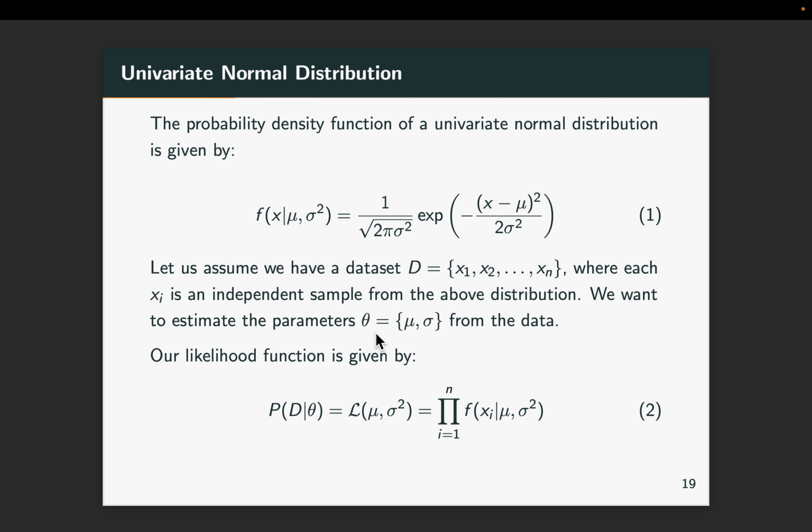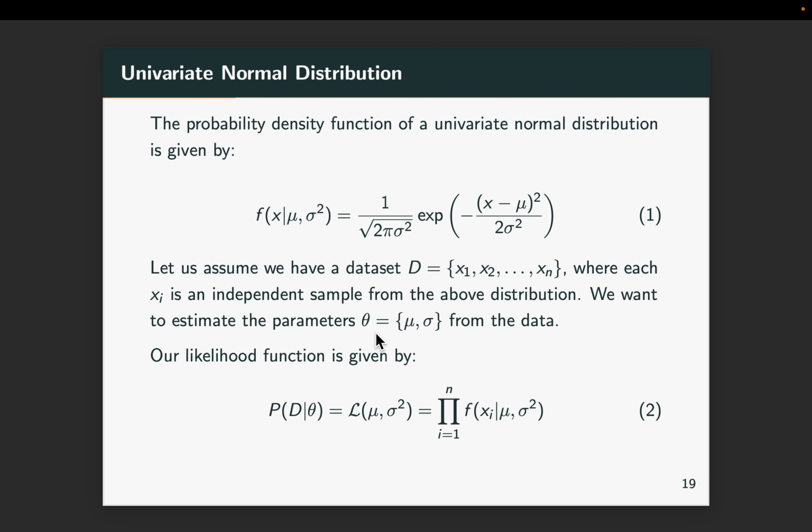We want to calculate the maximum likelihood estimate for the parameters of the normal distribution. Right? So we'll first note down the probability density function of a univariate normal distribution. Univariate means there's a single value which you are looking at, not a vector. Given as a function of mu and sigma, the density is as follows, which you already know: 1 upon root 2 pi sigma square, e to the power minus (x minus mu) whole square by 2 sigma square.